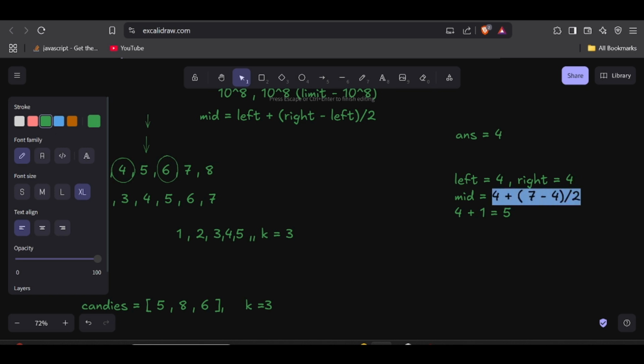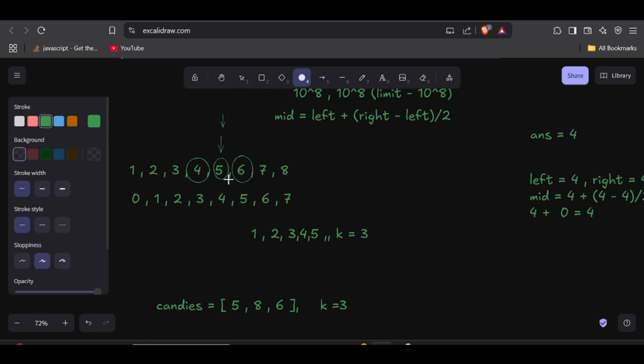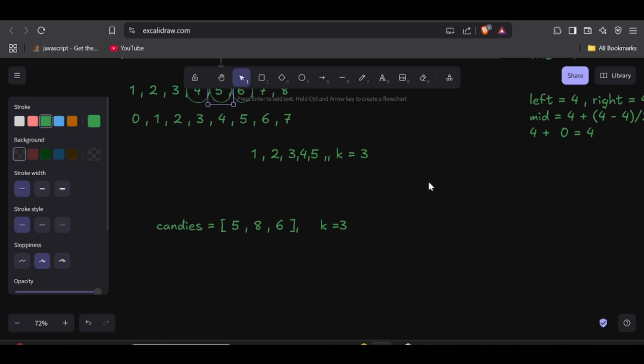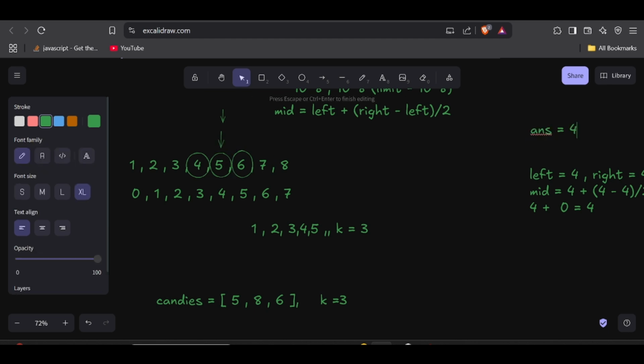So what will be my mid? That is 4 plus (4 minus 4) divided by 2. So what will it be? 4 plus 0, that is 4 only. So now I will be checking whether 5 is a possible solution or not. So we just added 5. 5 was our answer only. So yeah, it will give a positive response and say yes, 5 can be a possible solution. So now just do one thing, update my answer to 5.